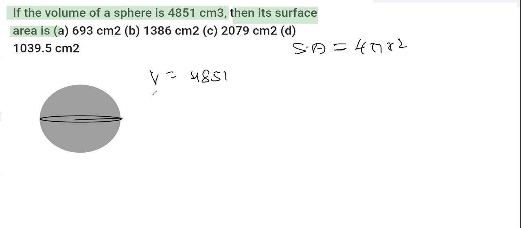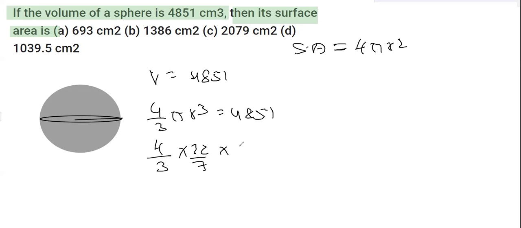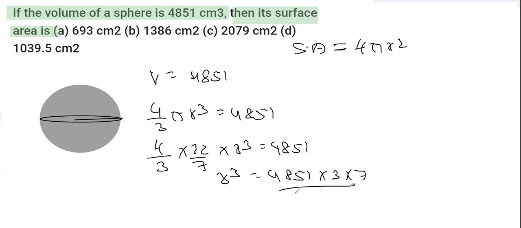So what we are going to do is replace this V with the formula of the volume of a sphere, which is 4 by 3 pi r cube, equal to 4851. In the next part, we are simply going to replace pi with its value 22 upon 7, if not mentioned, which is what we take. If I transpose this, it is 4851 multiplied by 3 into 7 and divided by 4 into 22.